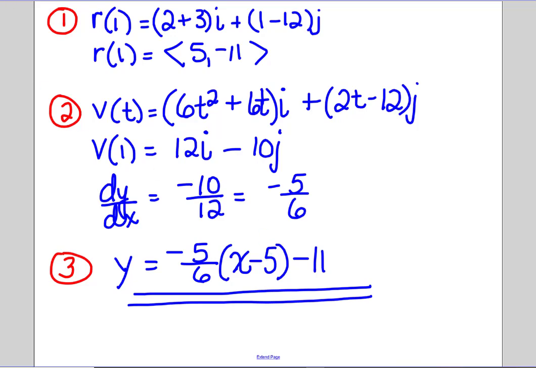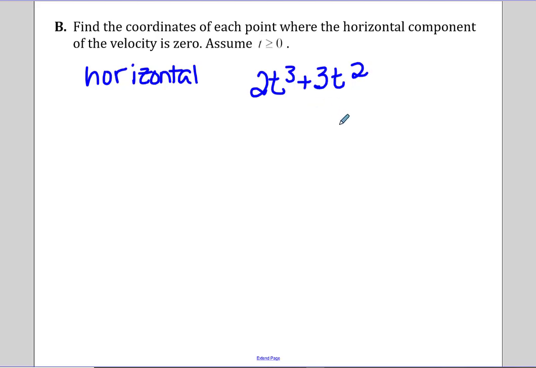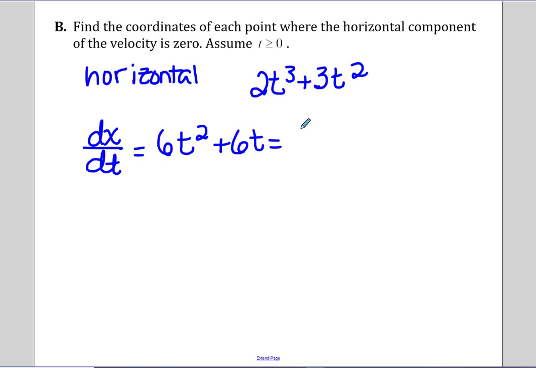On part B, we're going to find the coordinates of each point where the horizontal component of the velocity is 0, and we're going to assume positive time. So our horizontal component would be the i direction. Our horizontal component is 2t cubed plus 3t squared. And we're looking where that horizontal component has a 0 velocity. So the derivative, that would be dx/dt. That would be 6t squared plus 6t. We want that to be 0.